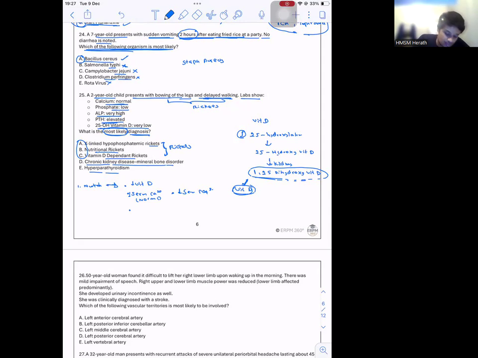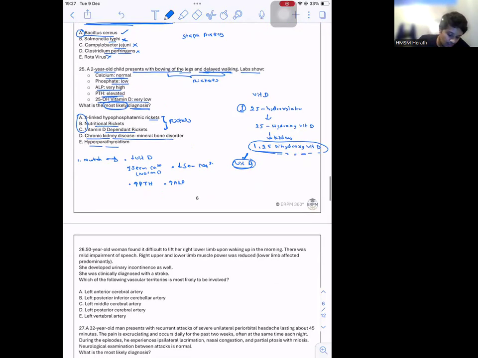And there's increased PTH. Due to vitamin D deficiency, through the negative feedback effect, there's increased PTH secretion from the parathyroids, leading to hyperparathyroidism. And ALP levels are increased because increased parathyroid hormone activates osteoblasts, leading to increased ALP levels. So these are the findings we get in nutritional rickets.